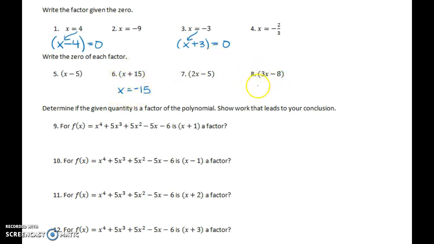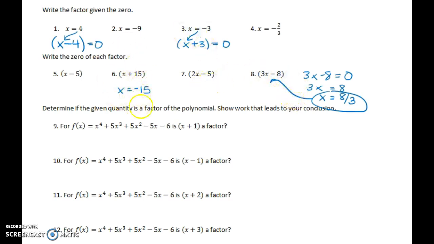In a problem like number 8, again, the question is asking you, what makes this equal 0? So you'd add your 8, and then you would divide by 3. So 8/3 is the 0, the number I plug in for x to make that equal 0.